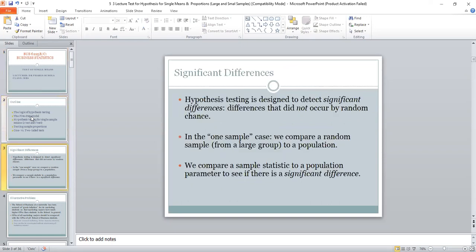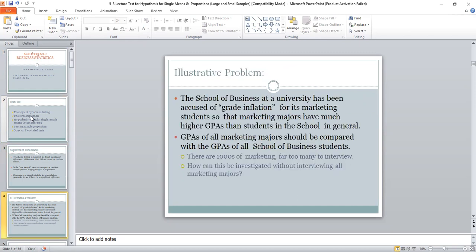Now, I'm going to give an example here, and I want to use an example rather than just going through the theory. Please take a pen and paper. I'm going to change this problem so that we comprehensively cover this. The School of Business, say at USIU, has been accused of grade inflation for its marketing majors. The students are complaining that the GPA of marketing students seems to be higher than the GPAs of every other business student. That is the problem.